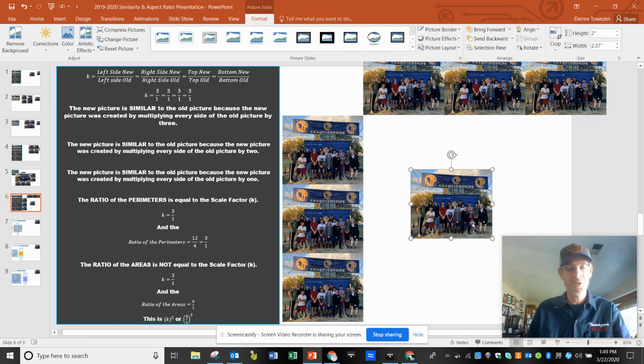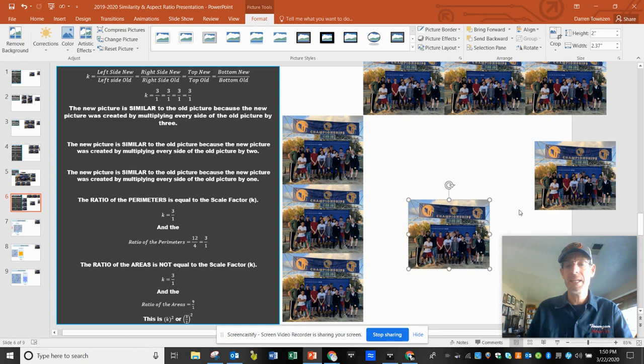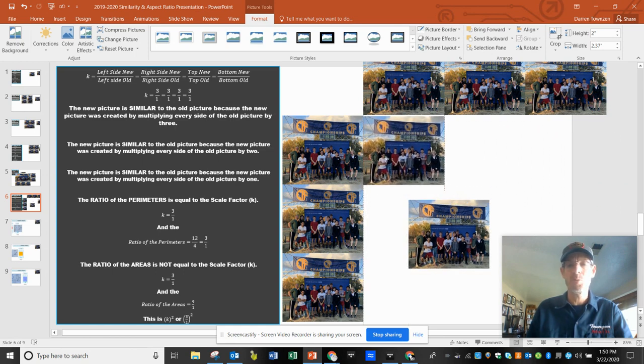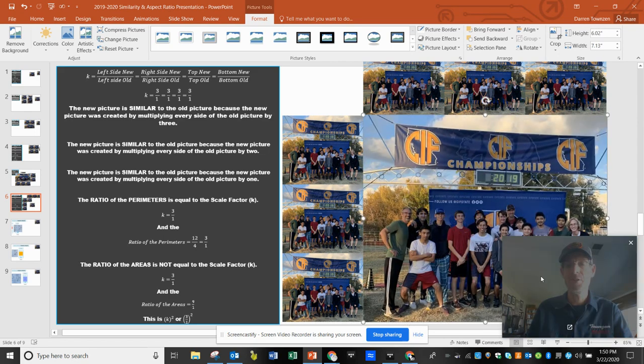Finally, I'm going to take my original picture and duplicate it, and I'm going to make it 3 times as wide and 3 times as tall. And you can see everyone in the picture looks like they did in the original picture. Now, if we compare the perimeters, if the original picture had a perimeter of 4, and the new picture is 1, 2, 3, 4, 5, 6, 7, 8, 9 along the bottom, 10, 11, 12 going up the right side. The new picture has a perimeter of 12.